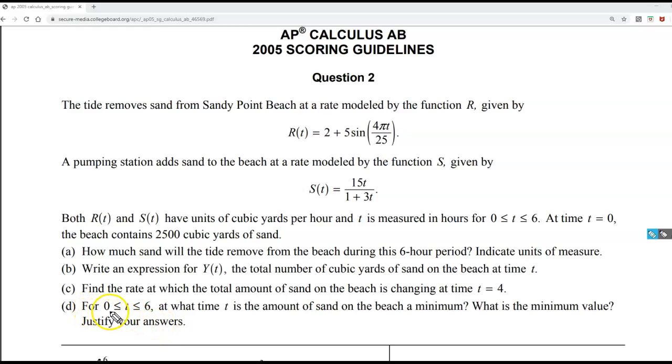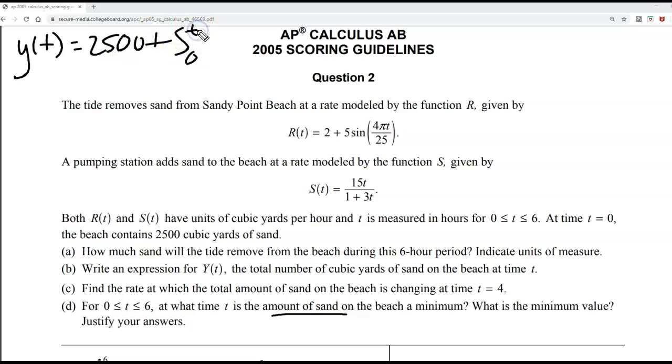So for the interval from 0 to 6, at what time t is the amount of sand on the beach a minimum? Well, I'm trying to find the minimum value of the amount of sand on the beach. Well, we've already found a function for that, right? The function was y of t is equal to the starting amount plus the integral from 0 to t of s minus r, right? Now I want to find the minimum value.